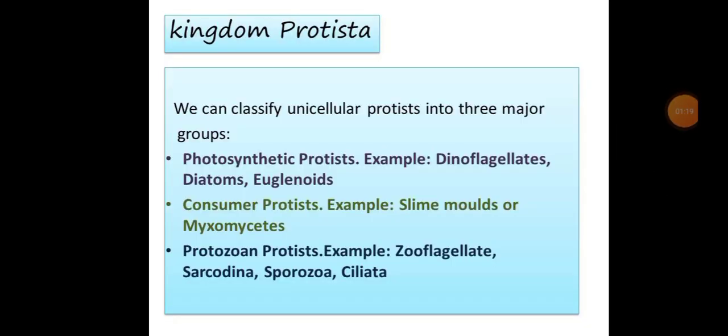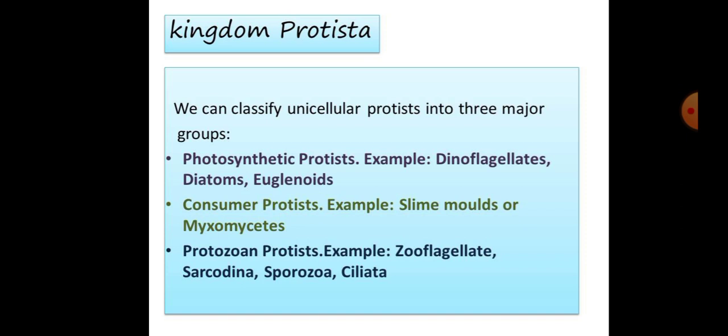Here you can understand the kingdom Protista can be divided into three major groups. First one is autotrophic or photosynthetic organisms, or photosynthetic protistas. Example, dinoflagellates, chrysophytes, or you may call diatoms, and euglenoids.